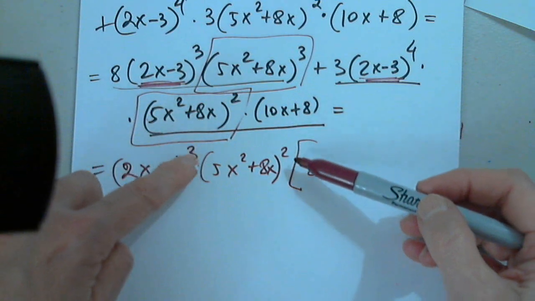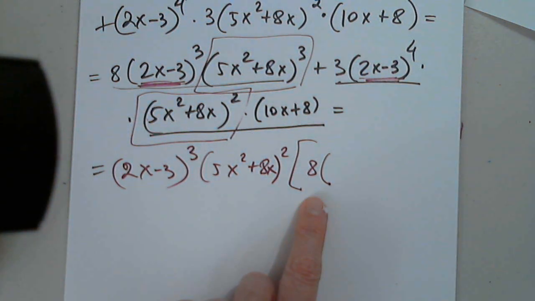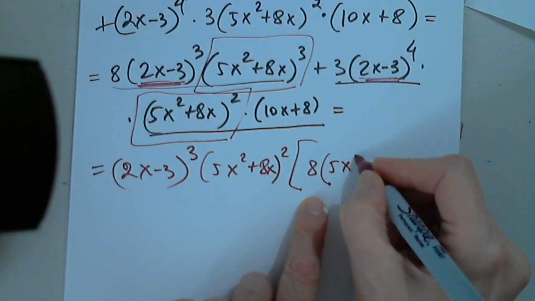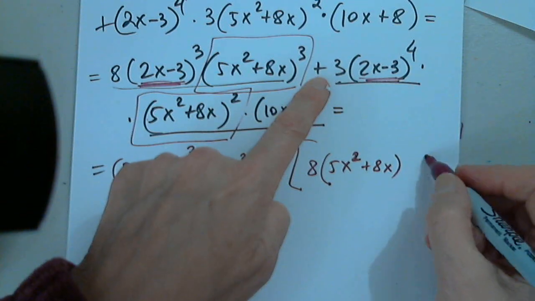From 3, I remove 2. So how many are left? 1. Yes. A 5x squared plus 8x. Awesome. We're moving on to the second term.